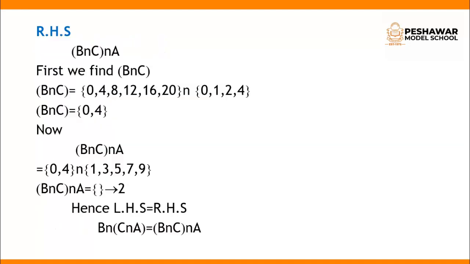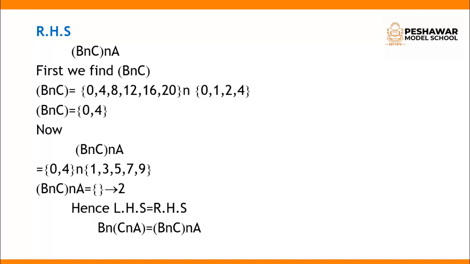Now come to the right hand side, that is bracket B intersection C intersection A. First we have to find B intersection C. B intersection C means we put the elements of set B, that are 0, 4, 8, 12, 16 and 20, intersection C, and the elements of set C are 0, 1, 2, 4. Now two elements are common here, that are 0 and the second one is 4.